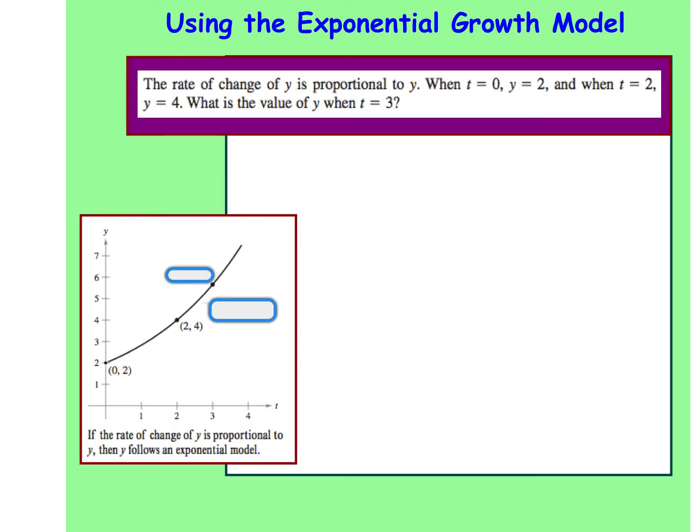The rate of change of y is proportional to y. When t equals 0, y equals 2, and when t equals 2, y equals 4. What is the value of y when t equals 3?